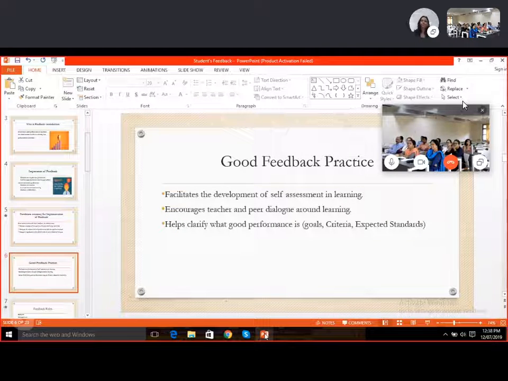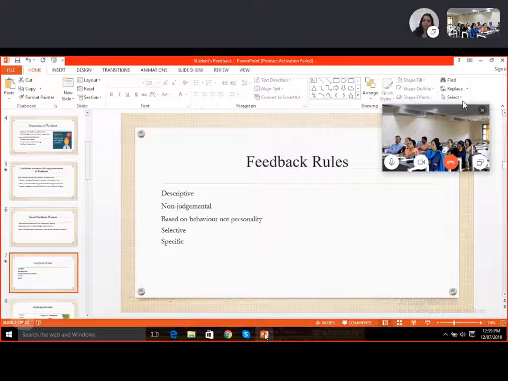Now, good feedback practices facilitate the development of self-assessment in learning. Self-assessment is a very good practice. It encourages the teacher, and as I said, it motivates us. It helps to clarify what good performance is, because according to me good performance is different, and according to students their expectations are different. So we get the clarification from the feedback.